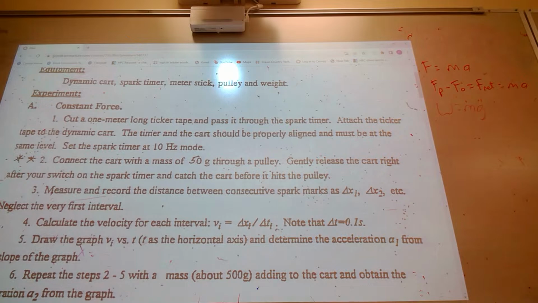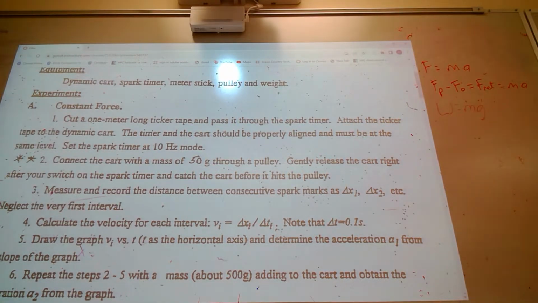3. Measure and record the distance between consecutive spark marks, as change in x1, change in x2, etc. Neglect the very first interval. 4. Calculate the velocity for each interval. V equals change in x over change in t. 5. Draw the graph v versus time. T is the horizontal axis. And determine the acceleration from the slope of the graph.